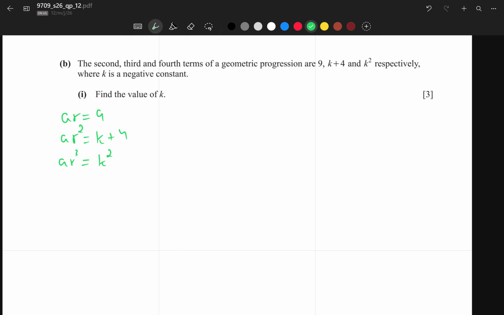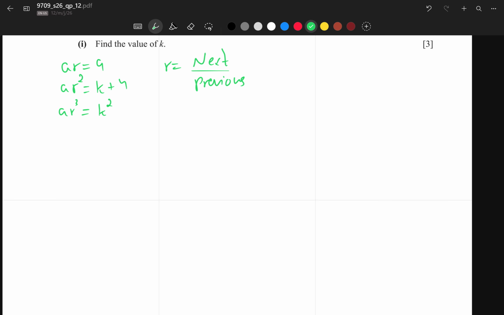Now the ratio is equal to the next term divided by the previous term. Let's say the next term is k plus 4. So k plus 4 divided by 9 equals r. But r is also equal to k square, being the next term, divided by k plus 4, being the previous term.